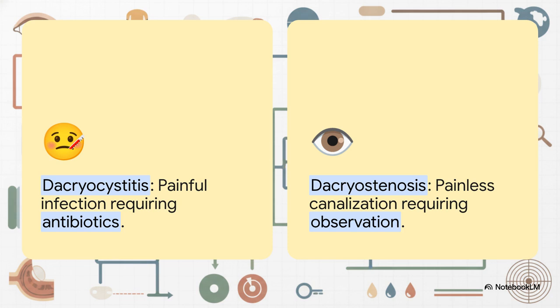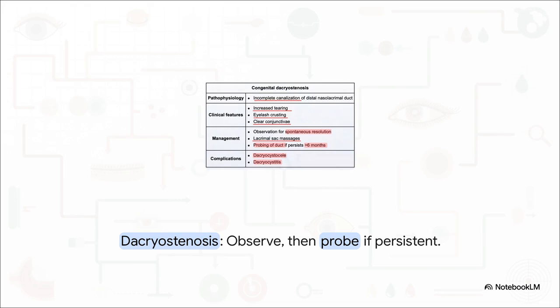Congenital dacryostenosis, though, is just an incomplete canalization of the distal nasolacrimal duct. An infant will come in with increased tearing and eyelash crusting, but, and this is a big point to remember, they will have clear conjunctivae and absolutely no acute pain or purulent swelling. Because that is just an incomplete canalization, the definitive initial step is simple observation combined with lacrimal sac massages to help force that duct open. Surgical probing of the duct is strictly reserved for when symptoms persist beyond 6 months of age. So observe initially, use massage, and only probe if it's persisting past that 6-month mark to avoid unnecessary procedures.